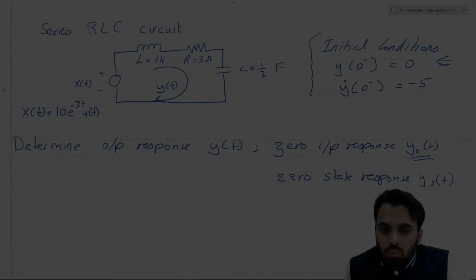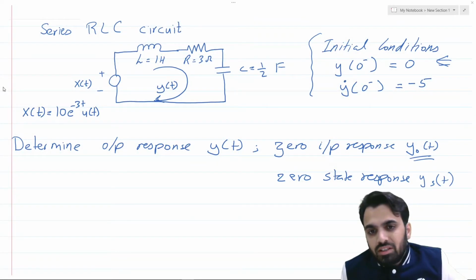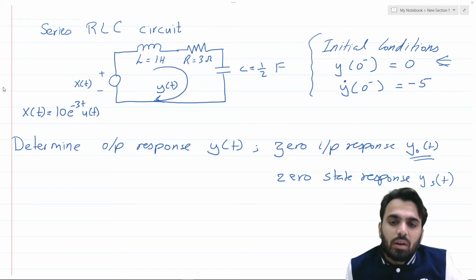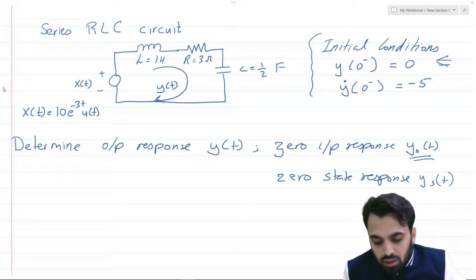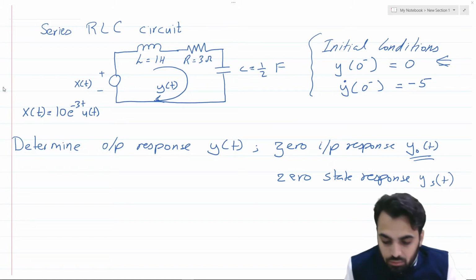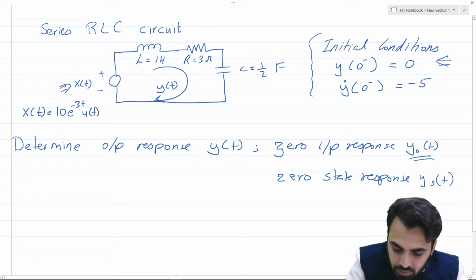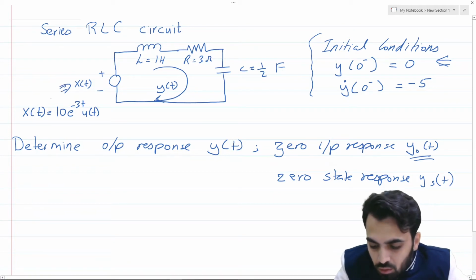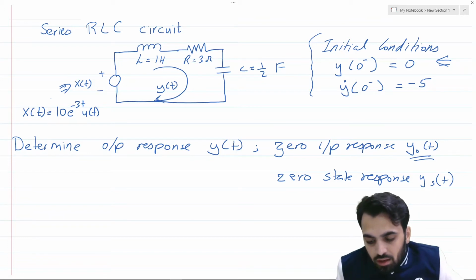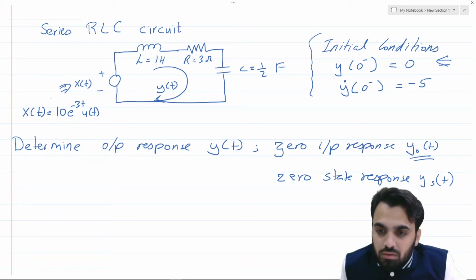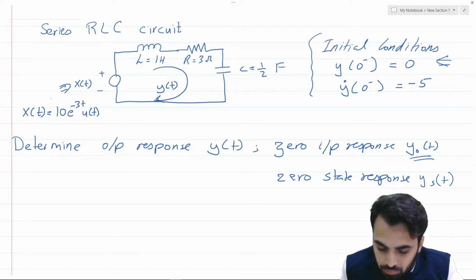So in this video, we are going to look into series RLC circuit and we are going to analyze it by means of time domain analysis techniques. Specifically, we are given the DC voltage source that is x(t), which is over here. And then we have an inductor of 1 henry, resistor of 3 ohm, capacitor of 1/2 farad, and we are interested in the output response, which is in terms of the loop current y(t).